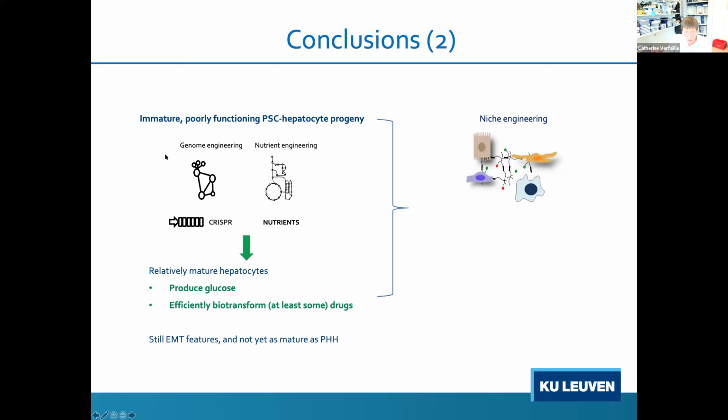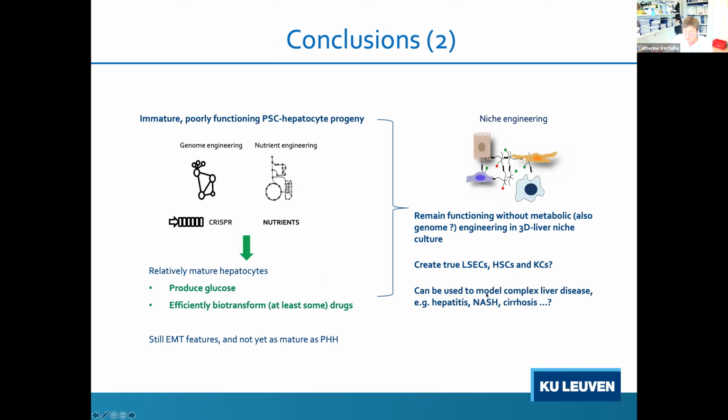So I already told you that if we do genome engineering and nutrient engineering, we can get some ways and the hepatocytes become better. I showed you now that if we do the niche engineering and actually put the cells in 3D, we also have further improvement in hepatocyte function. We might be able to get cells with improved LSEC, stellate cell, and macrophage phenotypes, although single nuclear RNA sequencing still needs to be done to try to demonstrate how close to the real thing we get. And it can maybe be used to model more complex liver diseases like NASH, cirrhosis, or other diseases.